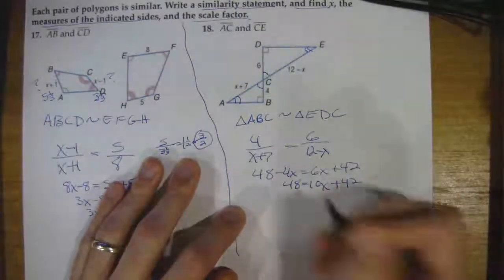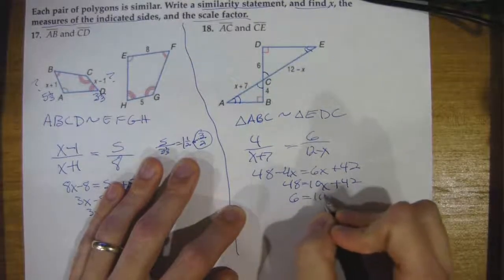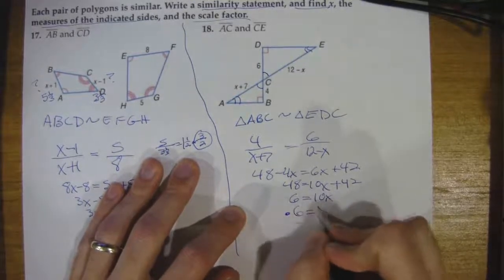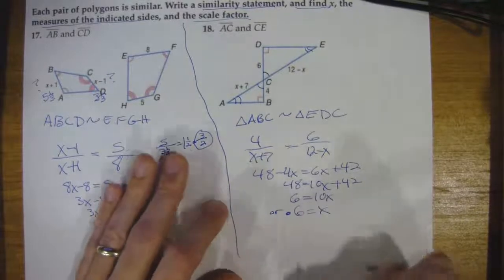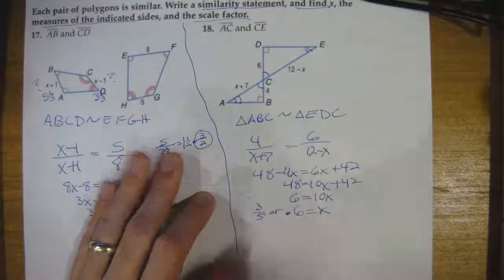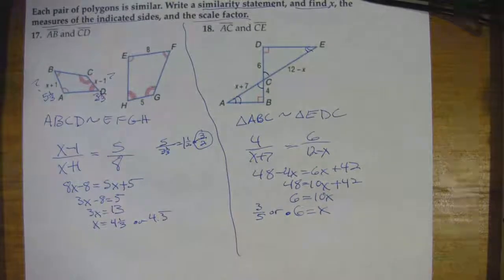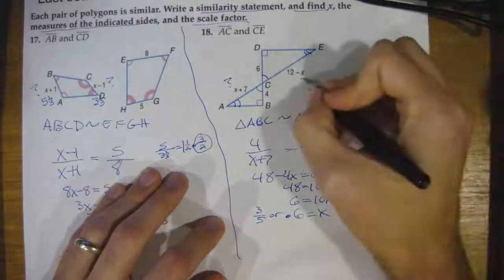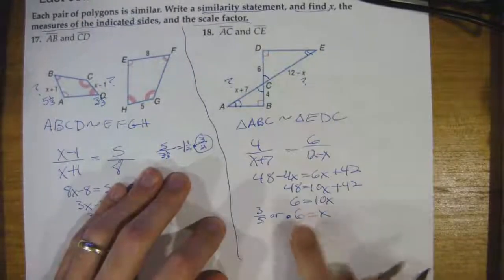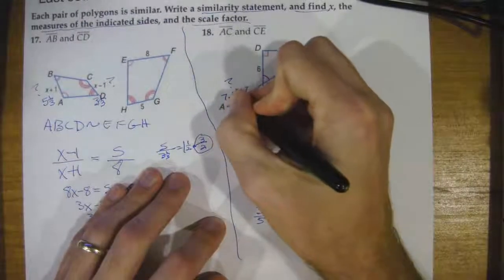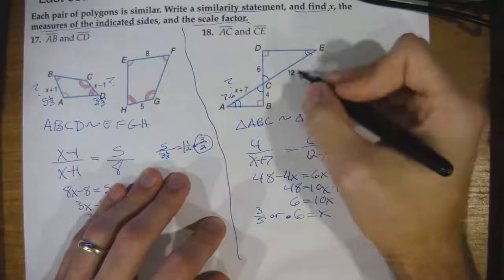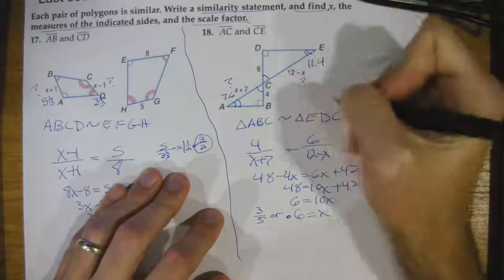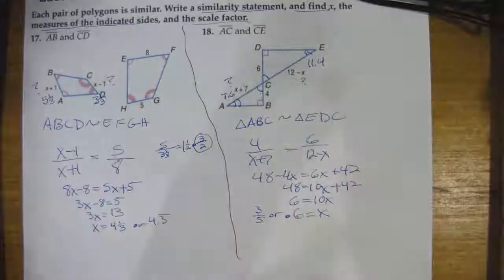Subtract 42 on both sides, so that is 6 is equal to 10x. And then when we divide that out, we can get 0.6 if you're a decimal person, or if you don't like the decimal, that's 3/5 as a fraction. Either of those answers for x would work. All right, we need to find AC, so this side here, and CE, this side here. Well, if I add 7 to 0.6, that's just 7.6, or 7 3/5. If I subtract 0.6, say from 12, that is 11.4, or 11 2/5, your call.